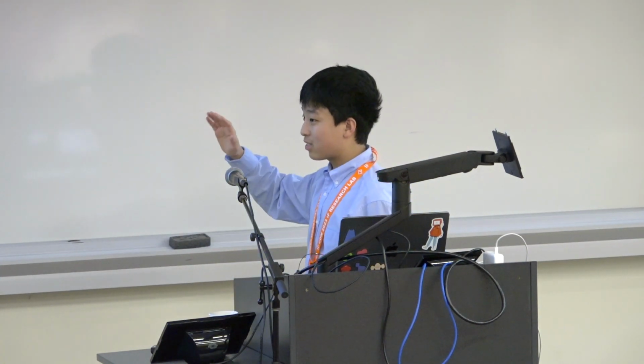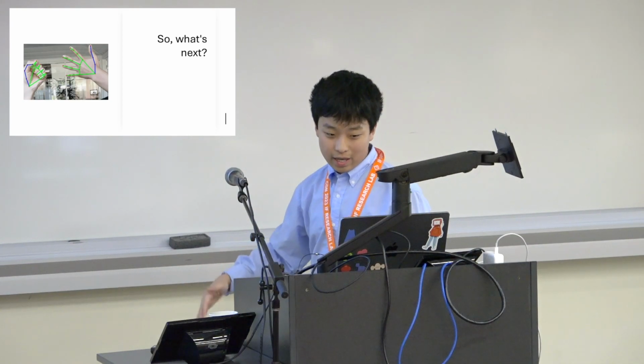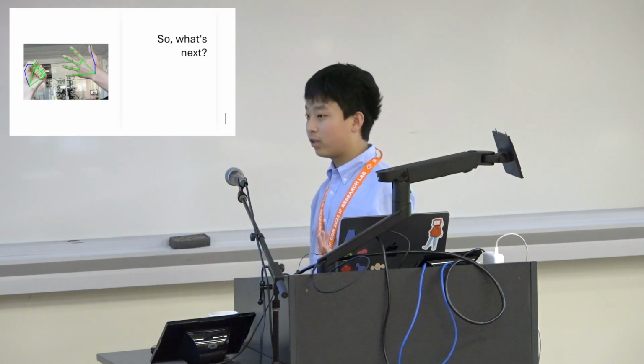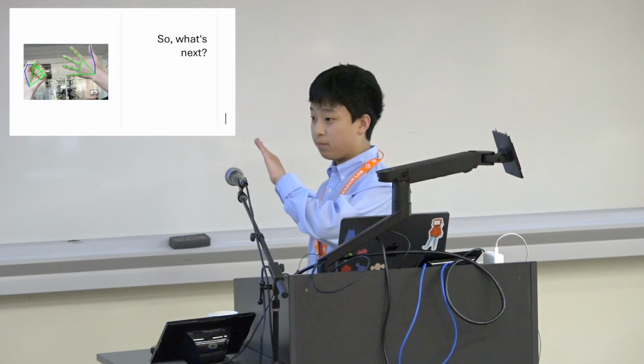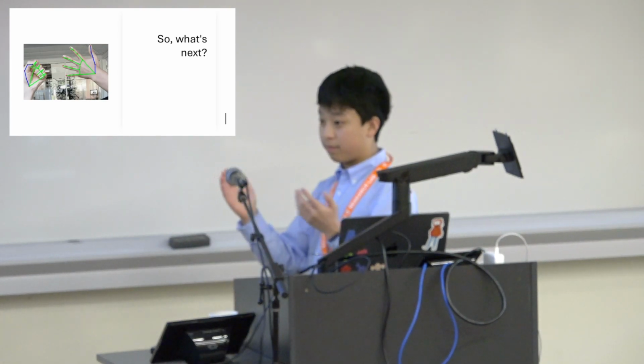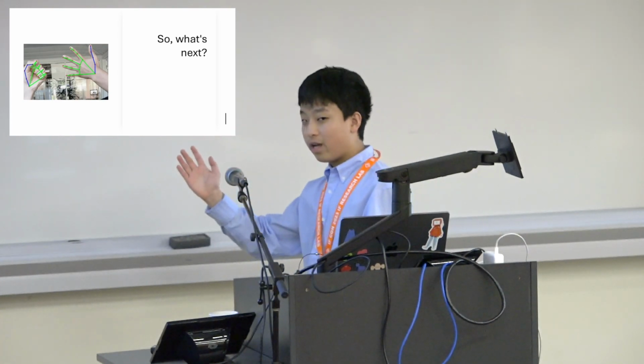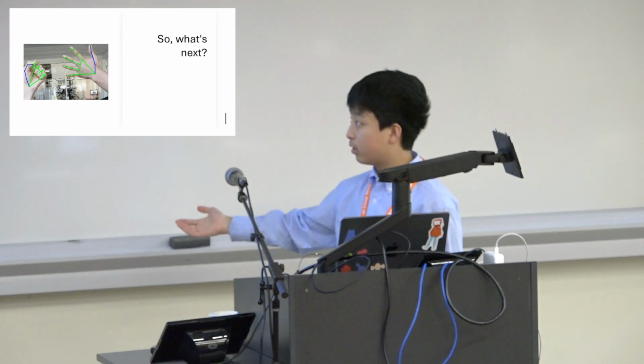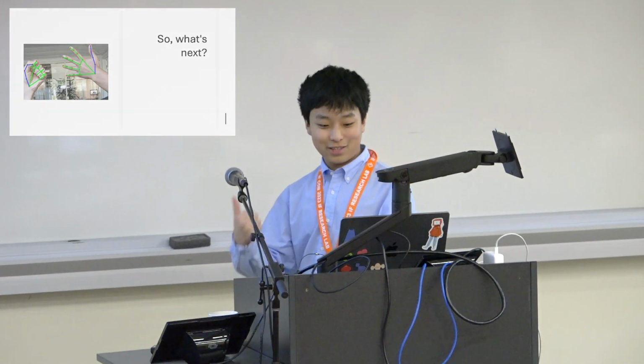So what's next for this? Using AI hand tracking technology, we might be able to, let's say, move our hand to the left, and then our ship might go to the left, or move our hand to the right, and then it might be able to go to the right. Yeah, thank you for listening to my presentation.